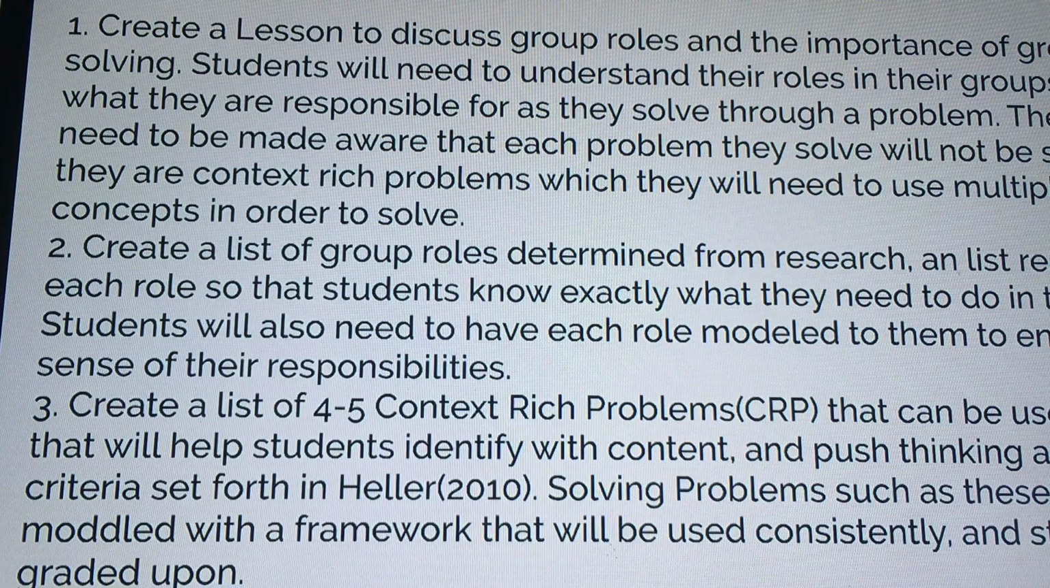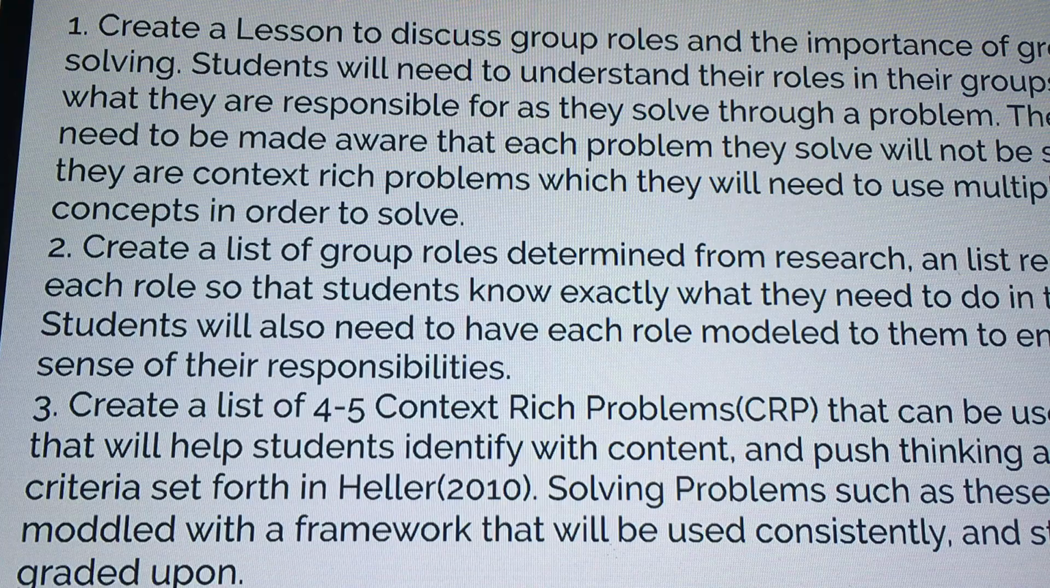Next, my goal was to, and this is kind of an ongoing goal still, which is to create a list of 4 to 5 context-rich problems for each unit that I was able to teach. Now, unluckily, due to the lateness of my implementation of this, I only had about 2 weeks to really get it into my class and use it in my class.